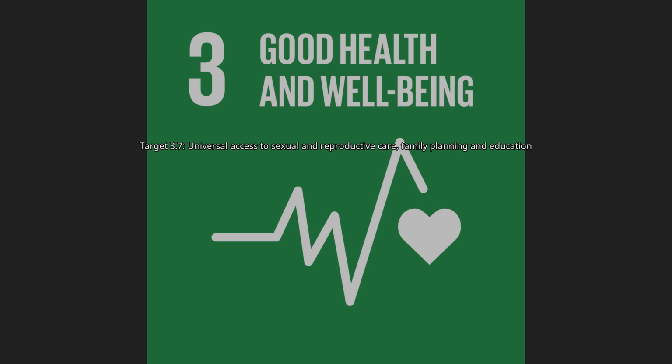Indicator 3.7.1. Percentage of married women ages 15-49 years whose need for family planning is satisfied with modern methods of contraception. Indicator 3.7.2. Adolescent birth rate aged 10-14 years, aged 15-19 years per 1,000 women in that age group.